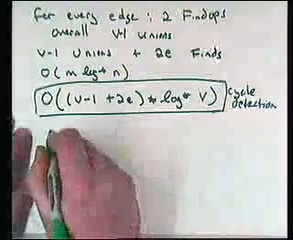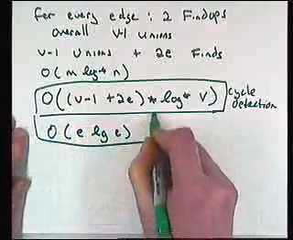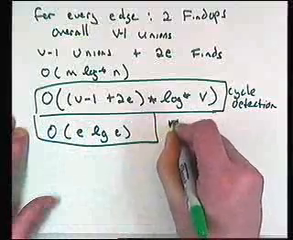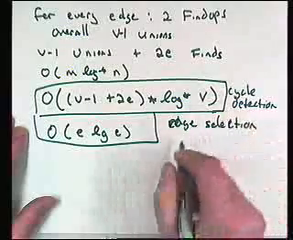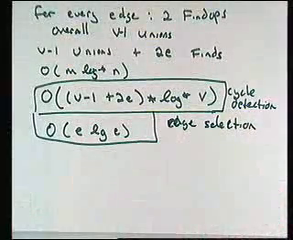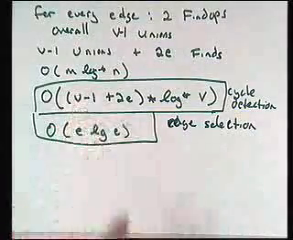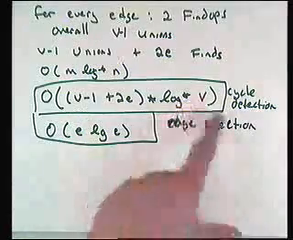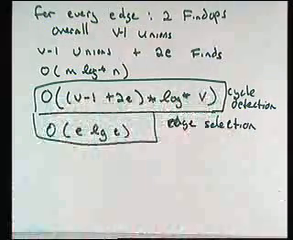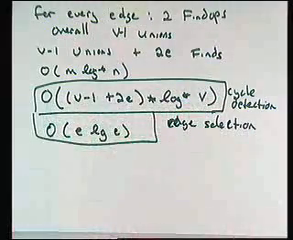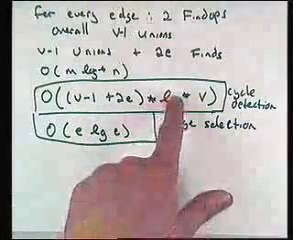However, keeping in mind that this was our edge selection cost, keeping in mind how small log star V would be, this term is much larger than this. The log star V, remember, was very, very small. Effectively, the log star V is almost constant time. This is almost V minus 1 plus 2E, because this log star V is so small.